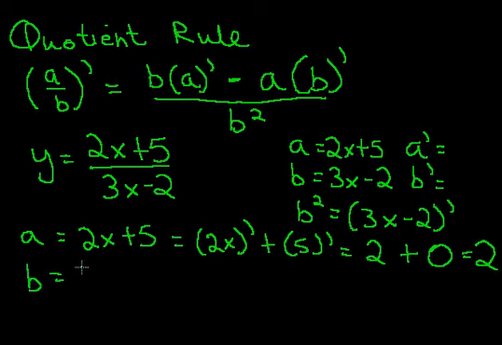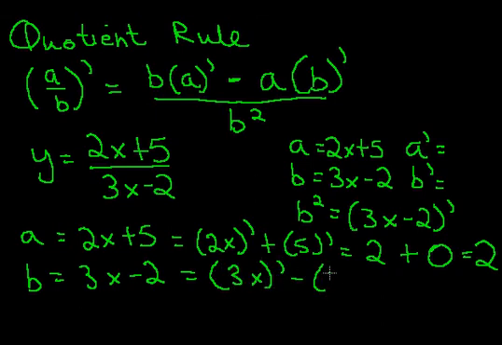And B is 3x minus 2, which we can use the difference rule, which breaks it down. It says it's (3x) prime minus (2) prime. And (3x) prime, we can use the same power rule right there, so that equals 3. Minus, and the derivative of a constant is always 0, so it's 3 minus 0, so that equals 3. So we figured out A prime and we figured out B prime.